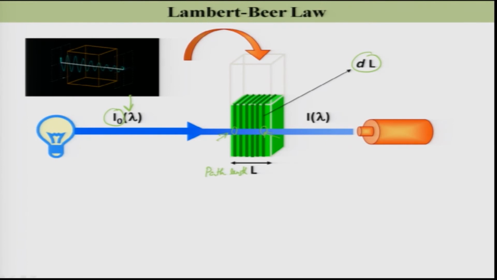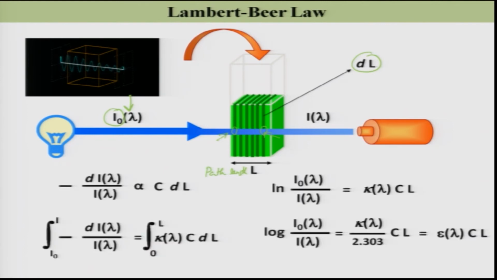So as you can see in this cartoon, in this small video, the light intensity, meaning the electric field, is very strong at the entrance, but when it is exiting the sample, the electric field is less. So it can be detected by this lambda. So what I can have is, minus dI by I is proportional to C into dl.